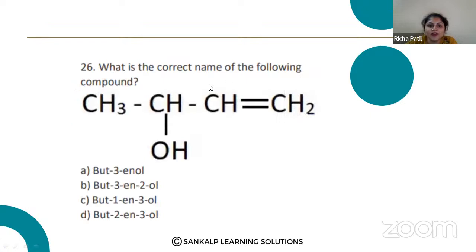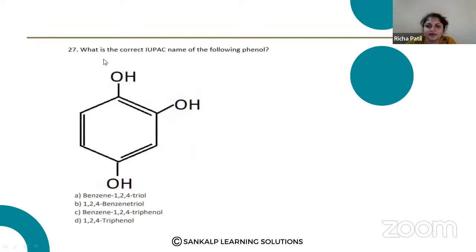What is the correct name of the following compound? I'll give the numbering 1, 2, 3, 4. What is the correct numbering? Yes, C is the correct answer, with 1, 3 numbering. Understood? Yes, we'll go for the next one.